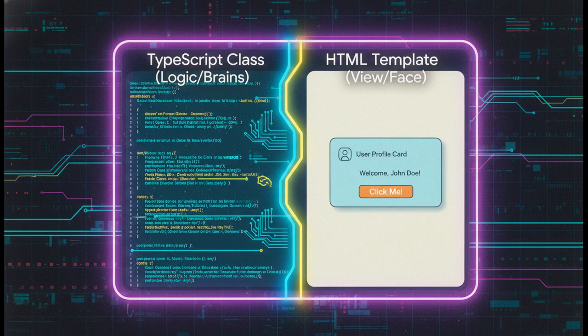So what is a component, really? Just think of it as a self-contained chunk of your user interface. And each one has two key parts. You've got the brains, that's a TypeScript class where all the logic and data lives. And then you've got the face. That's an HTML template that controls what the user actually sees on the screen. Brains and a face. Simple as that.